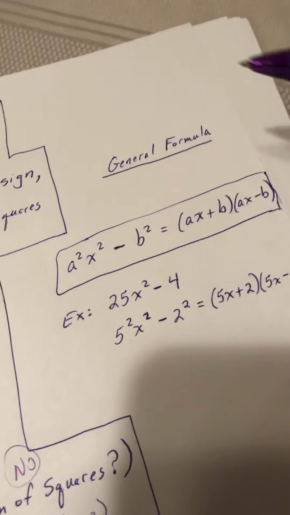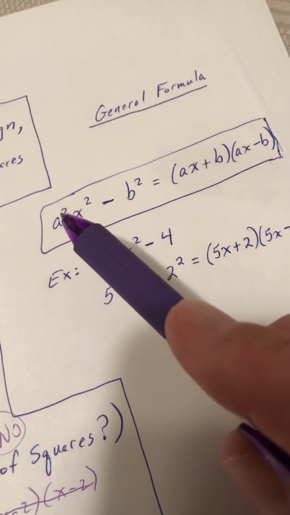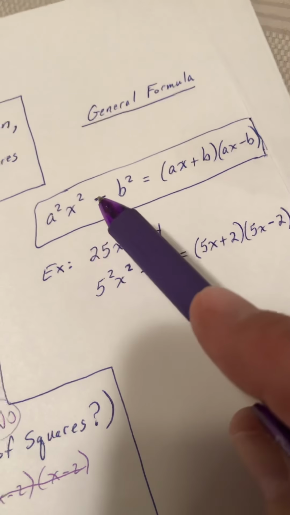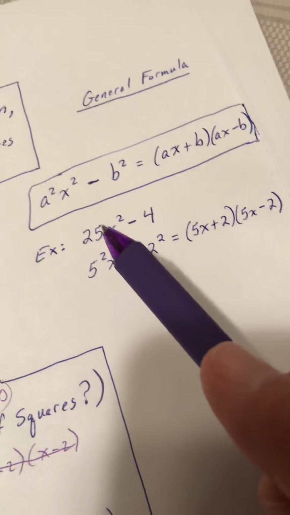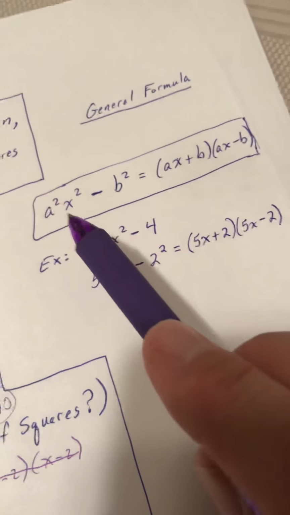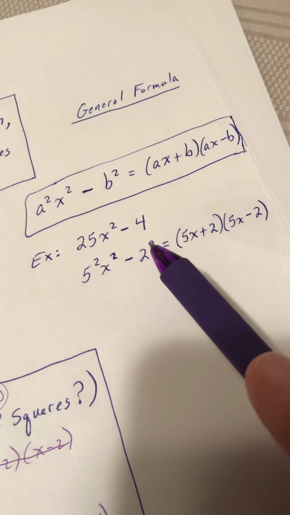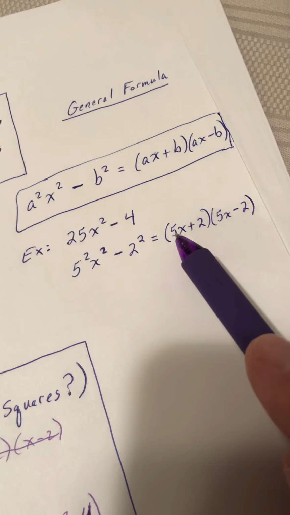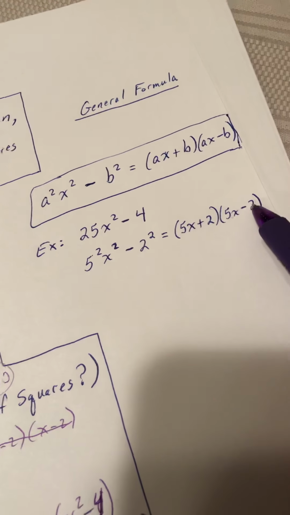Okay, and the general formula. If you have a number that can be written as a square, and a number that can be written as a square, and a minus sign, here's your general formula. Example: if you have 25x squared, 25 can be written as 5 squared. That's like that a squared. 4 can be written as 2 squared. So whatever the square root of 25 is, 5, it goes here. Whatever the square root of 4 is, that 2, it goes here. 5x plus 2, 5x minus 2.